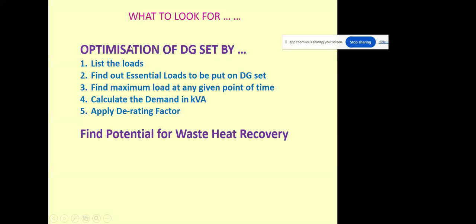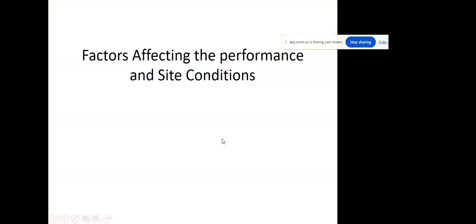Now what we have to look for is the optimization of the DG set. Make a list of the loads, find out what are the essential loads to be put on the DG set, find the maximum load at any given point of time, calculate the demand, apply the derating factor, and find the potential for waste heat recovery.